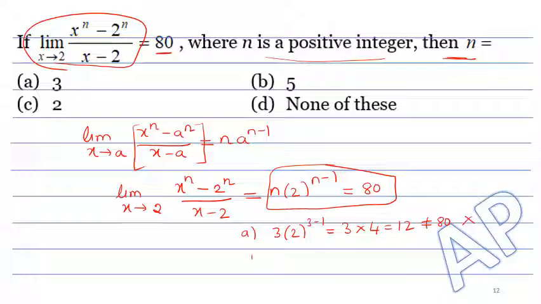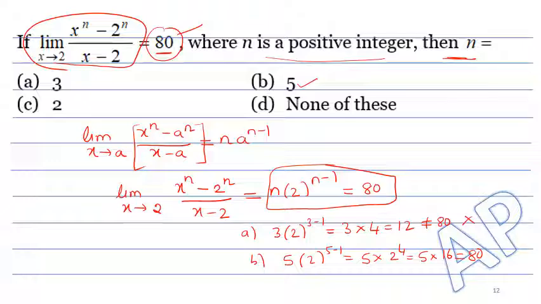And let me go to option B. Then it is 5 into 2 to the power of 5 minus 1. That is 5 into 2 to the power of 4. 2 to the power of 4 is 16. So 5 into 16, which is equal to 80. That is, when n equals 5, it is 80. So option B is the correct choice.